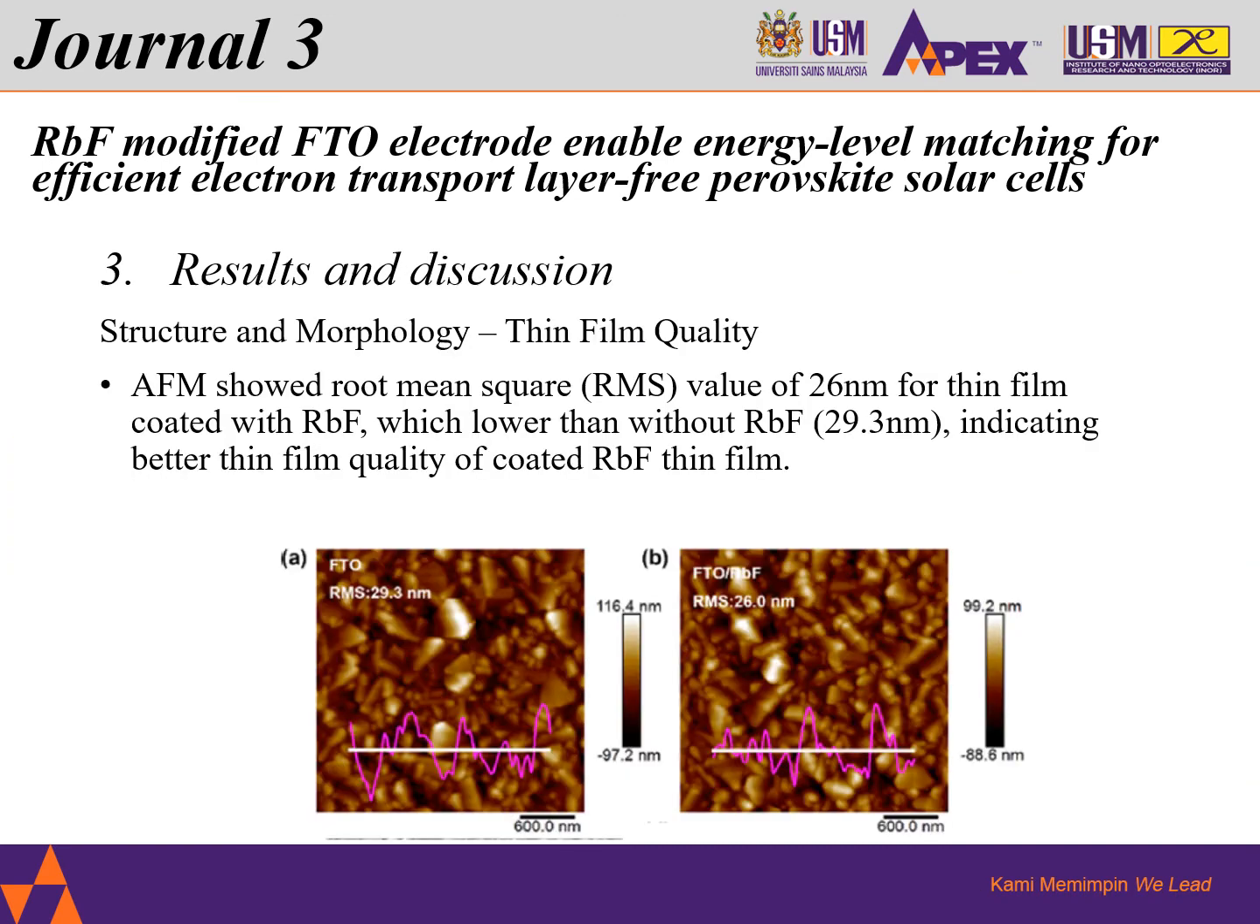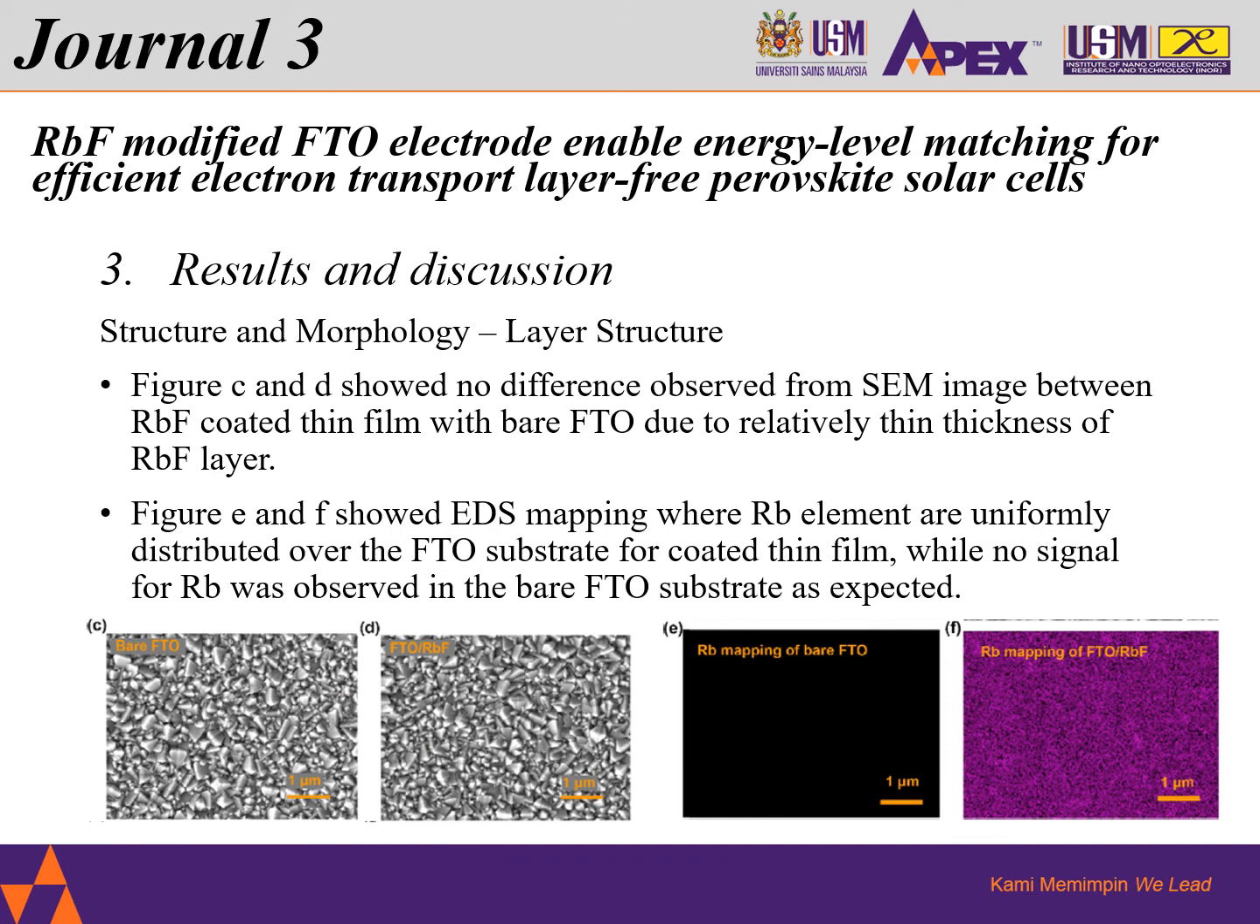From the AFM result, it shows that the one with the RbF coating actually has a better thin film quality compared to the one without. The same image also shows that even when coated with RbF, the grain size or grain structure is not impacted by the coating. On the right side, the figure shows the EDS mapping, where you can clearly see that the Rb element is uniformly distributed over the FTO substrate.